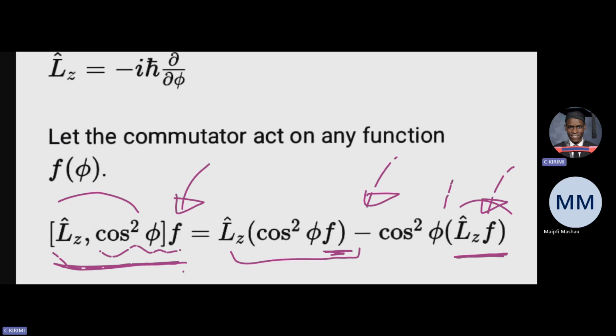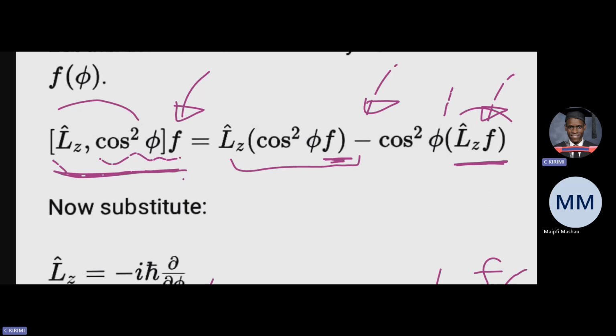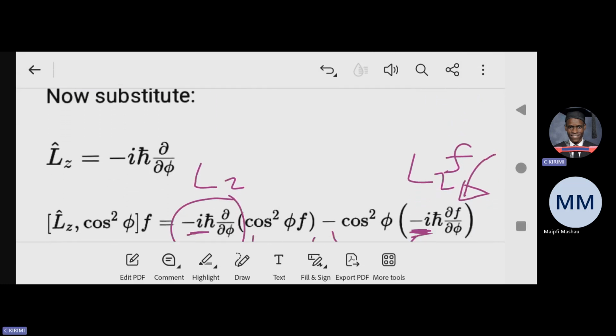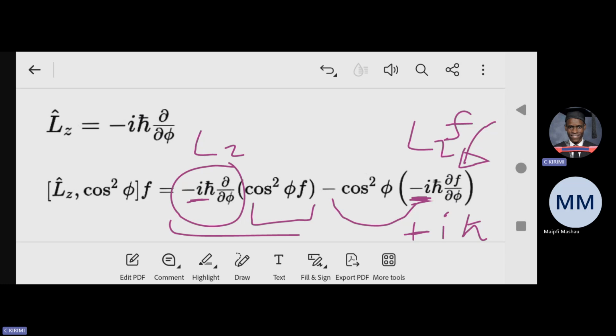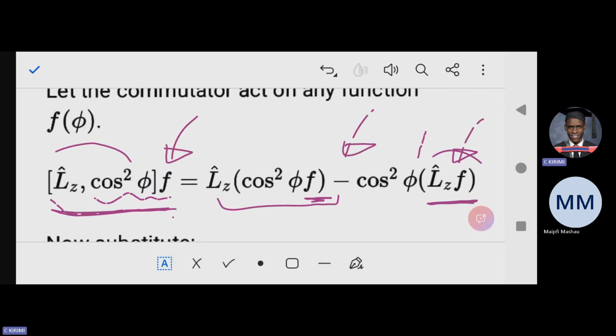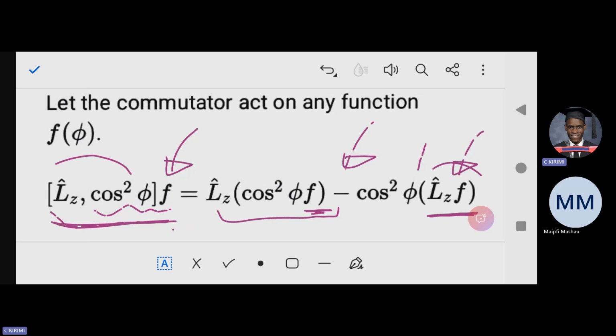Then next step, before you identify the product, you substitute the LZ. Now you are introducing the negative I H bar partial phi. Where there is LZ, you just replace. At the same time, while you are replacing, you are also giving the definition of the commutation. Can you see that you have replaced LZ, and also you have defined what this commutation relation means? It's LZ minus, this is the definition of the commutation relation.